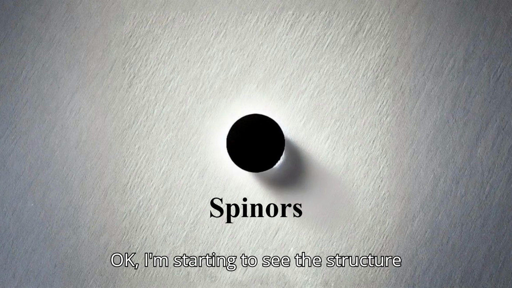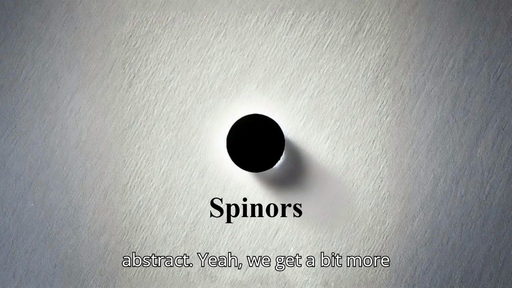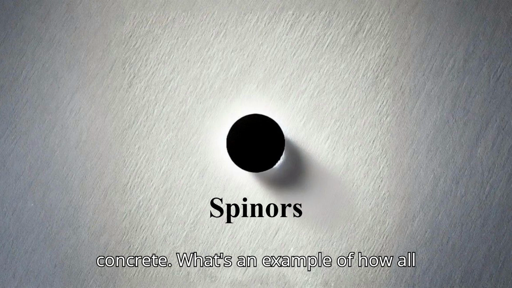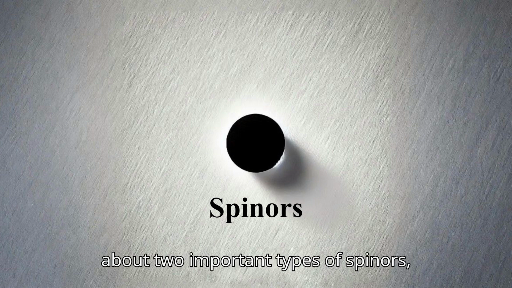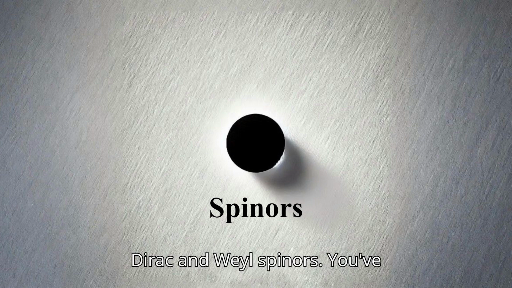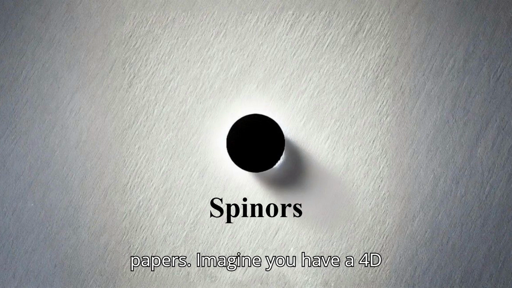Okay, I'm starting to see the structure here. Good. But it's still pretty abstract. Yeah. Let's get a bit more concrete. What's an example of how all this plays out? Absolutely. Let's talk about two important types of spinors. Dirac and Weyl spinors. Yeah. You've probably encountered them in the research papers.